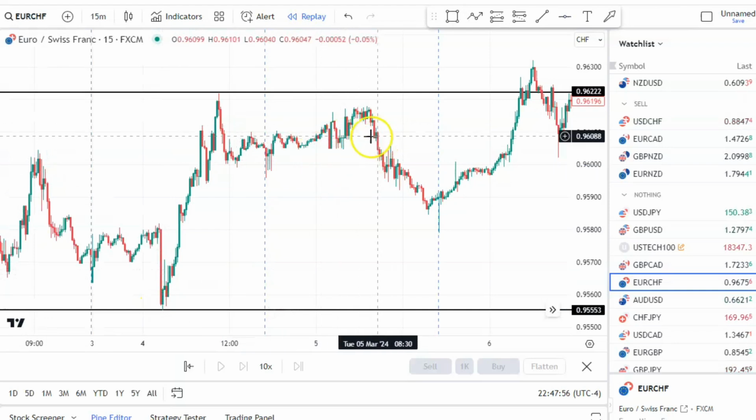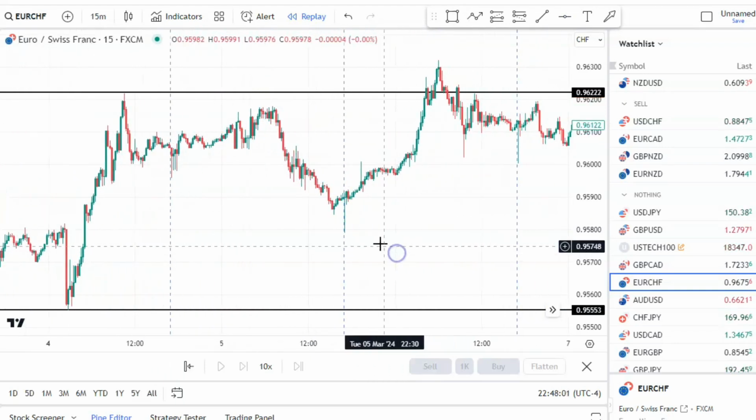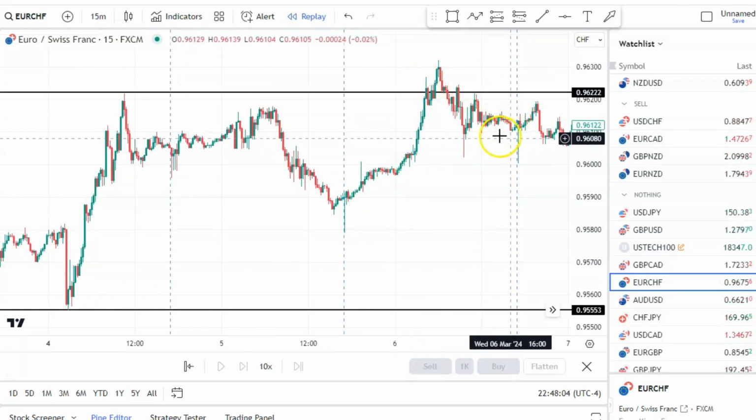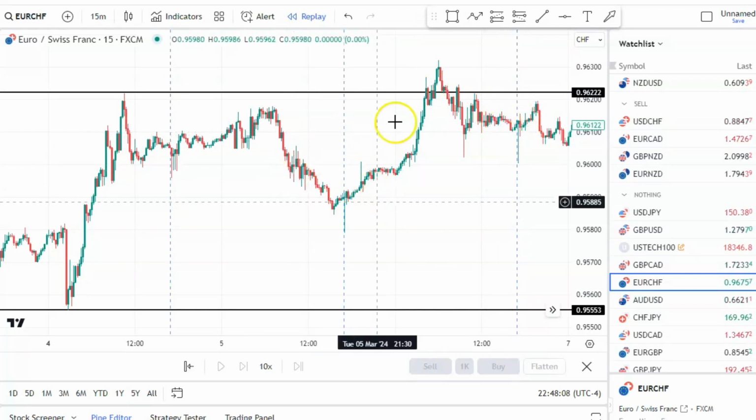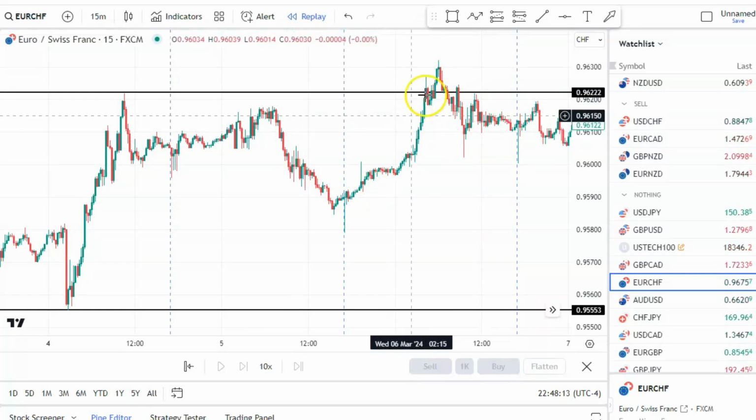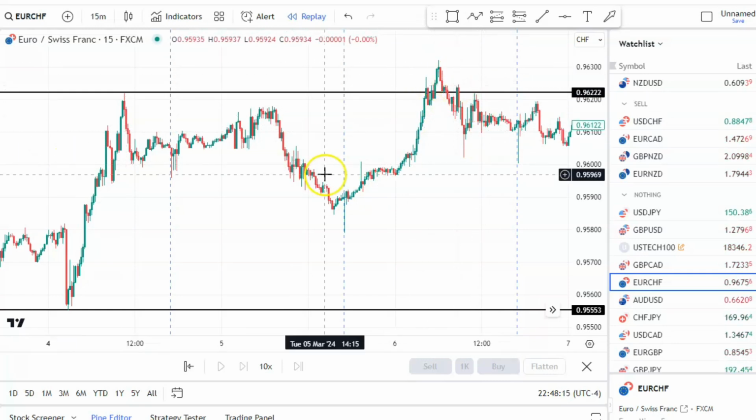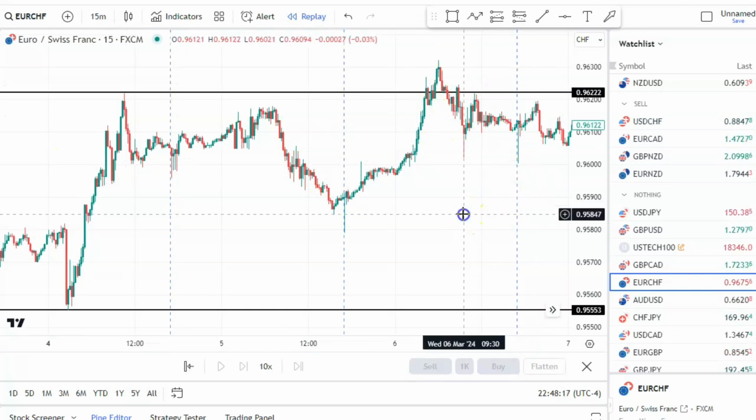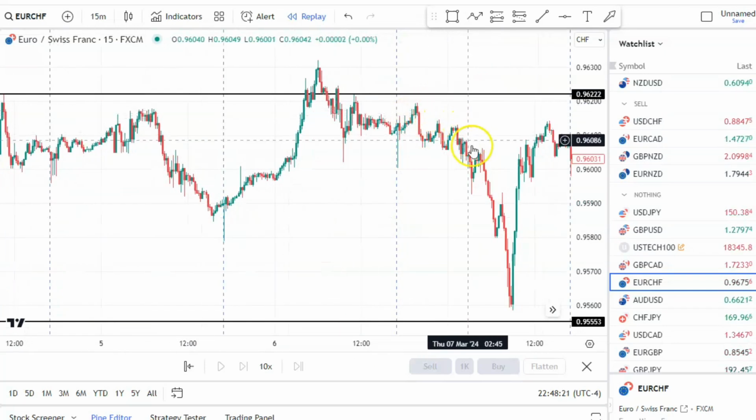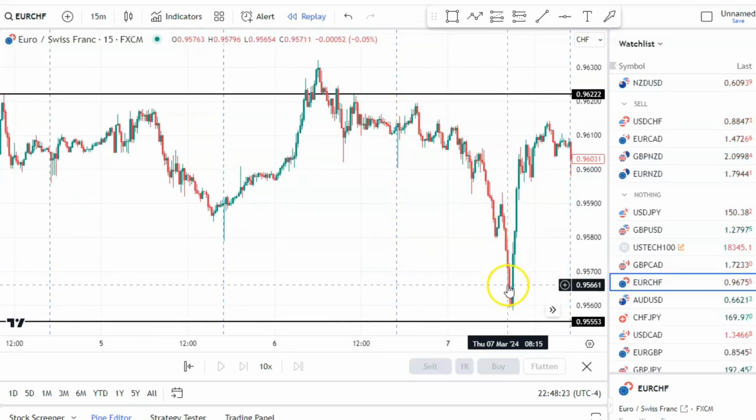On Tuesday, we have an inside day. Price does not do anything. On Wednesday, price breaks out and then closes back inside of the range. So now we have a failed breakout. Once we have a failed breakout at the high, it means that we sell the next day. And you can see that we got the massive sell the next day.